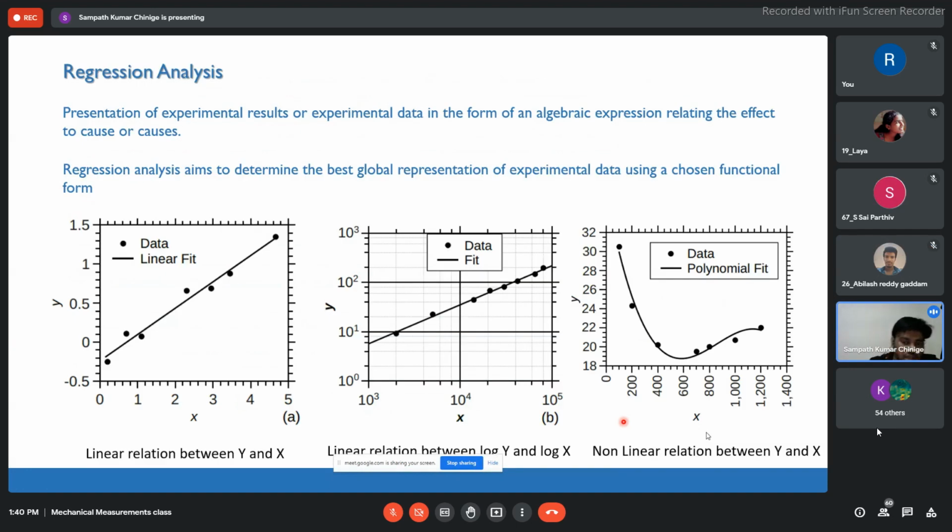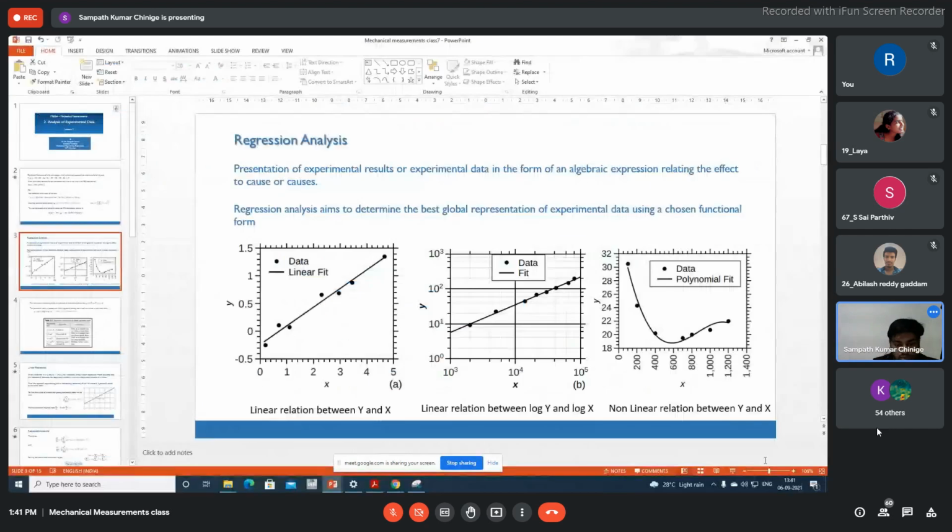So now we will move on to finding out the regression analysis. It's a very, very important topic in measurements. Okay, let me stop my video first.